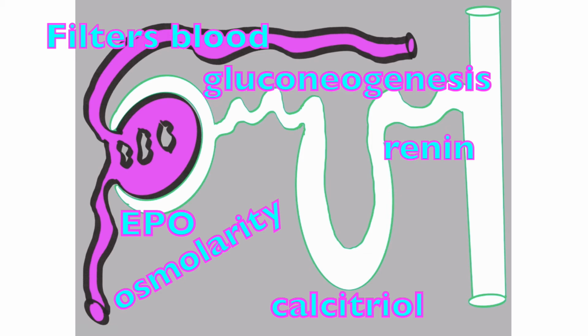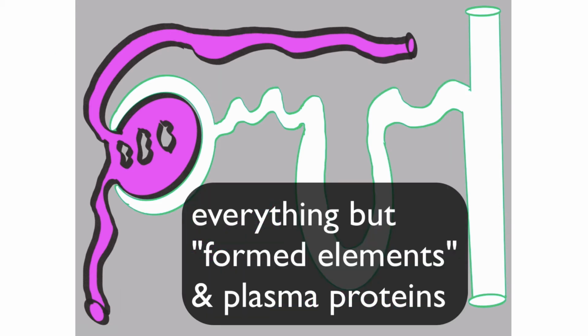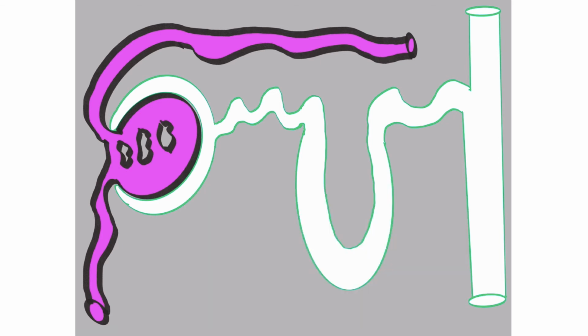Now, what gets filtered at the glomerulus? Everything in the blood but the formed elements, red blood cells, white blood cells, and platelets, and the plasma proteins. Everything else in the blood gets filtered. Water, ions, hormones, waste products like urea and uric acid, glucose, and amino acids get filtered, everything but those blood cells or formed elements and plasma proteins.